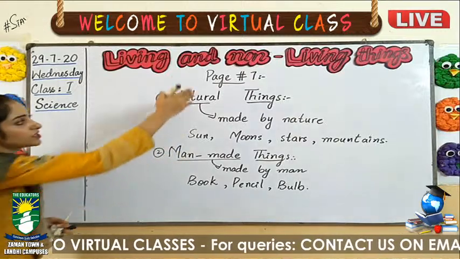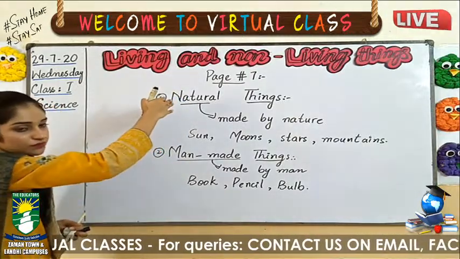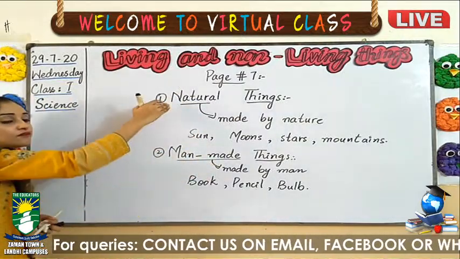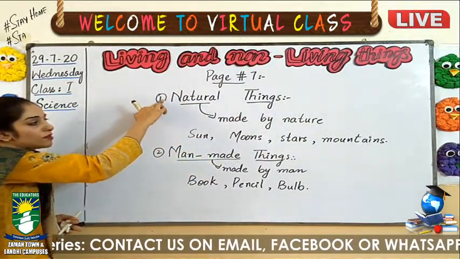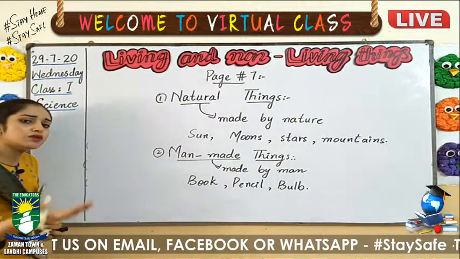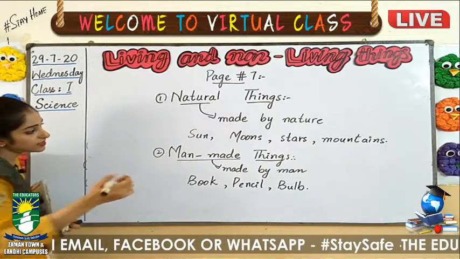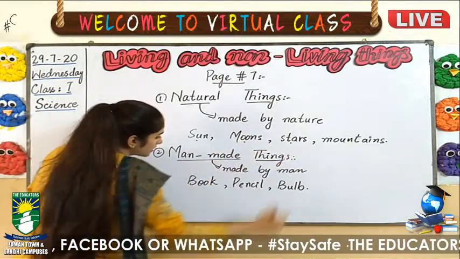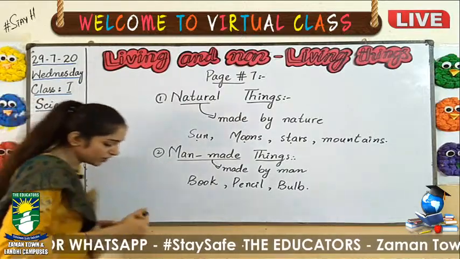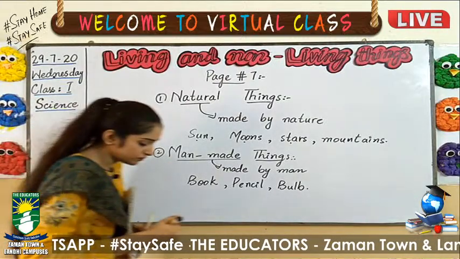So on page number 7, we are having two types of things. Number 1 is natural. Number 2 is man-made. All living things are natural things. Remember this thing. All living things are natural things. But some non-living things are also natural things. As I told you, sun, moon, stars. Man-made things are non-living things. Okay?